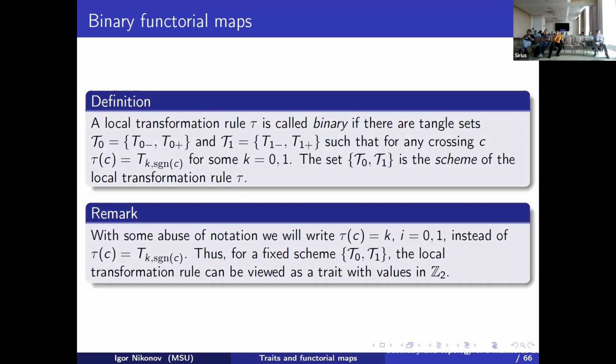Let us next consider binary functorial maps. Here we have a choice between two values for positive crossing and for negative crossing. In this case, if we fix the tangles tau 0 and tau 1, the transformation rule is determined by a two-valued function. So we reduce our trait to a function tau, which may be 0 or 1. So we will look at tau as this function with values in Z2.